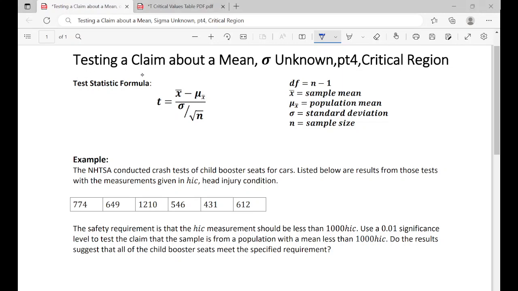In this video, we're going to be testing the claim about a mean where sigma is unknown, and we're going to be using the critical region method. This is the formula for the test statistic, but we're not going to use it. We're going to use our calculator, but if you want to calculate it by hand, this is the formula you'd use, and this is what everything means when it comes to the formula. Be very mindful, you do need to know what DF stands for, the degrees of freedom, because that is relevant whether you use a calculator or you do it by hand.